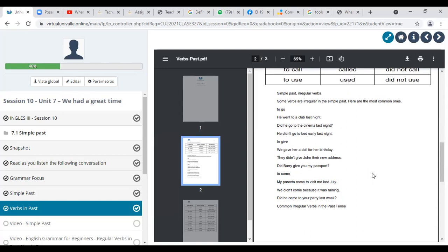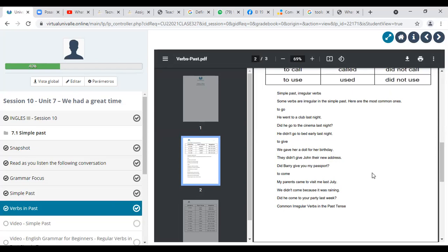To give. He gave her a doll for her birthday. They didn't give John their new address. Did Barry give you my passport? To come. My parents came to visit with me last July. We didn't come because it was raining. Did he come to your party last week?